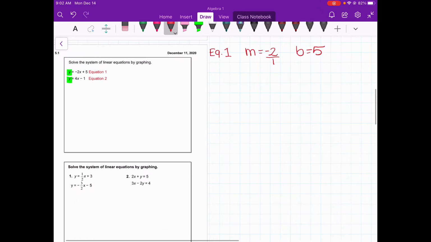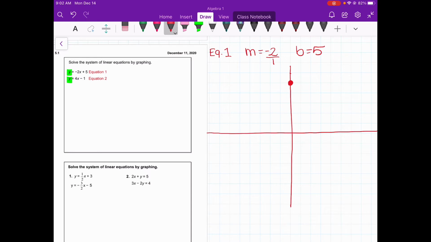So when I graph that line, I have 5 on the y, 1, 2, 3, 4, 5. That's my starting point, the beginning value, and my slope is rise over run: down 2, right 1, down 2, right 1, or up 2, left 1. And there is the equation of the line. Have arrows on that line.